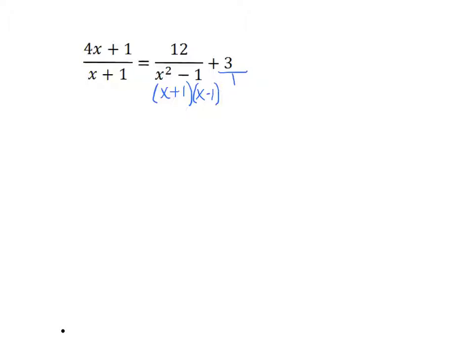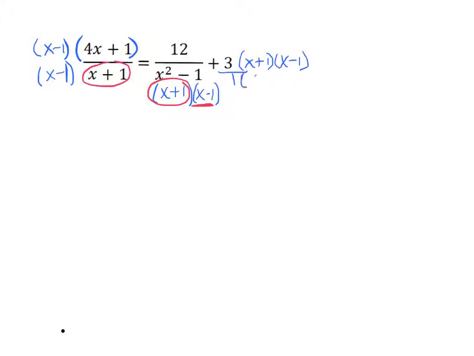As I look at my denominators, I've got an x plus 1 in both of these, so that'll be part of my denominator. This one has an extra x minus 1. So as I multiply by common denominators here, I'm going to have to multiply by an x minus 1 top and bottom. This one already has everything, and then the 3 is going to need an x plus 1 and an x minus 1 on the top and the bottom.